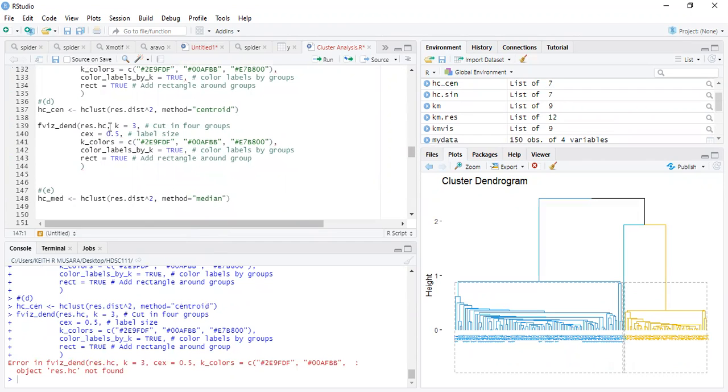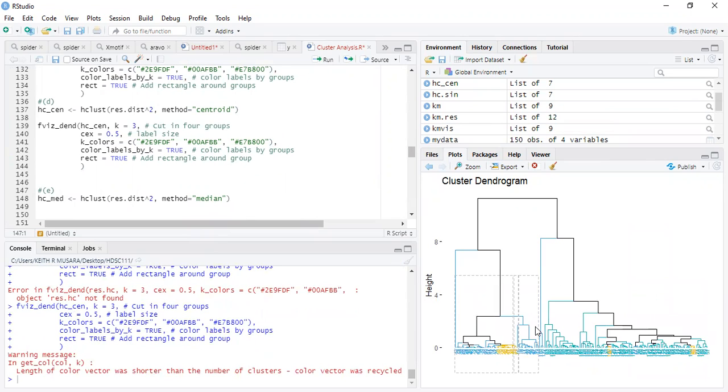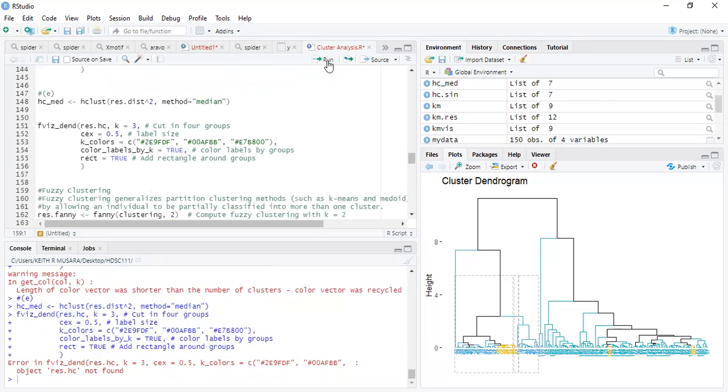It says, okay, I think it's the labeling. HC dot CN. If you run that, it will give you a dendrogram. So all these are methods that you would come up with under the dendrogram. You look at this, it's fun how it brings out the dendrograms. Use the median, and it says okay, it should be HC dot med.